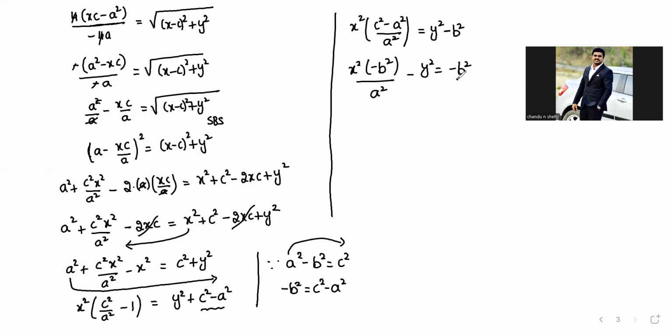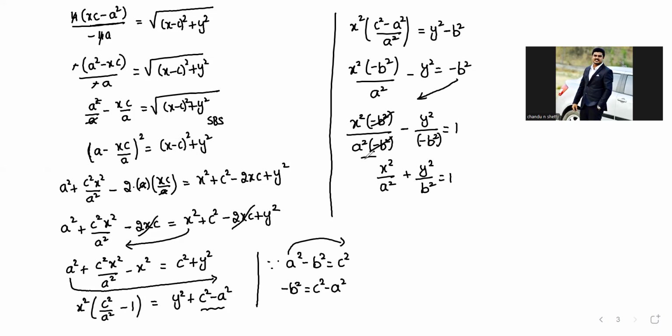Now this b square, when you shift to the denominator on the LHS side, so x square of minus b square and again a square of minus b square. So minus of y square divided by minus b square is equal to 1. B square getting cancelled, x square by a square. So minus into minus plus y square by b square is equal to 1. My dear students, all of you should observe this is what? The ellipse equation.